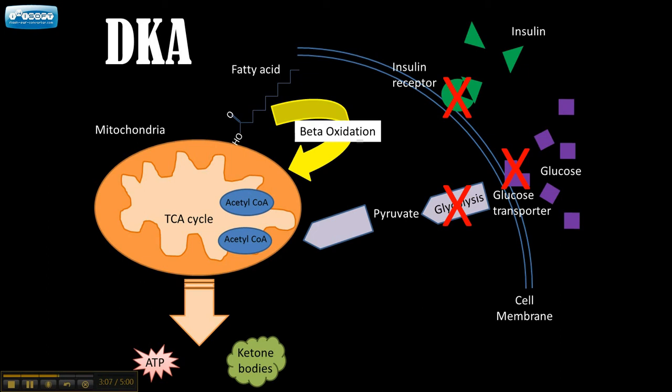Remember, your ketone bodies are going to be acetone, acetoacetate, and beta hydroxybutyrate. The acetone, remember, is the one that produces that fruity breath that you can smell in a patient with DKA.